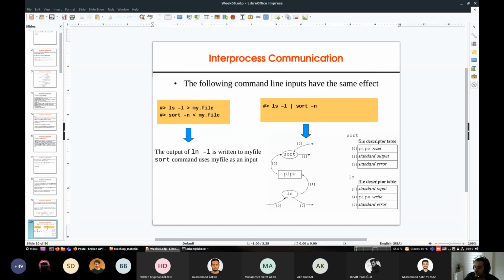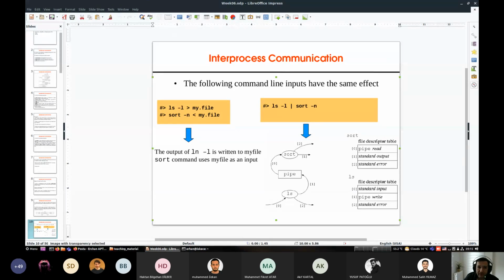So this is another way of looking at the same thing. Even if you didn't have a pipe and you use two commands like this, so ls -l, line by line output, in this case, that is output to my.file. So we are printing the current directory listing and outputting it into a file. And then we are, for instance, giving that file as an input to sort, in order to sort those lines and output it on the screen.